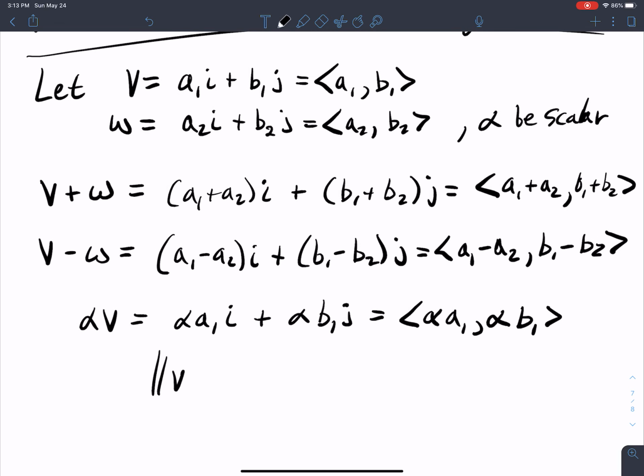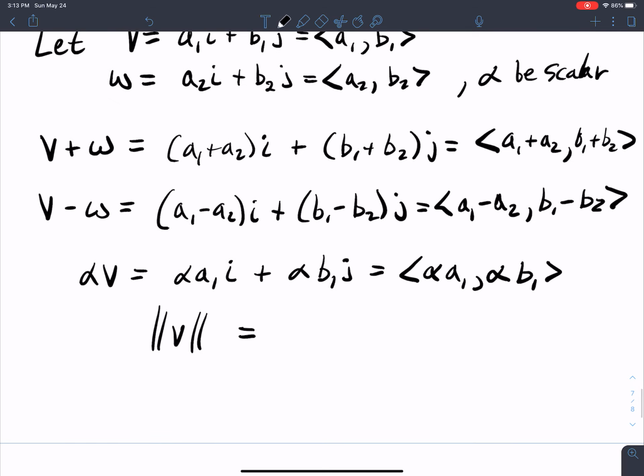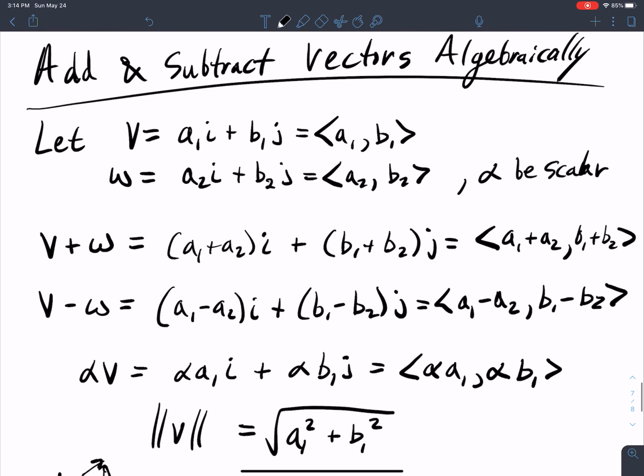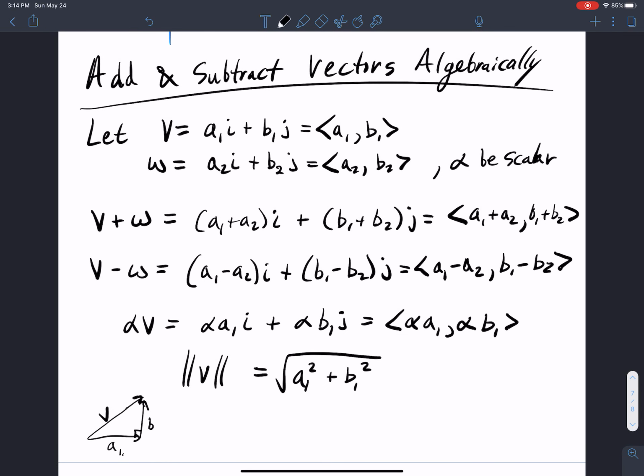The magnitude of V is equal to, well, we use the Pythagorean theorem here. If V goes a1 in the positive x direction, and then b1 in the y direction, then this distance here, Pythagorean theorem says a1 squared plus b1 squared, and then I take the square root in order to get my magnitude. It's an application of the Pythagorean theorem. So these are a summary of techniques. We're going to apply these techniques to a few problems now.